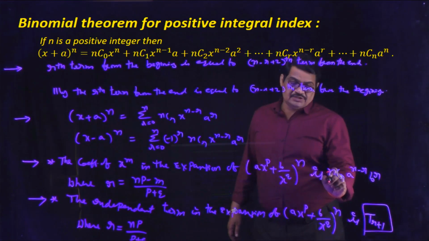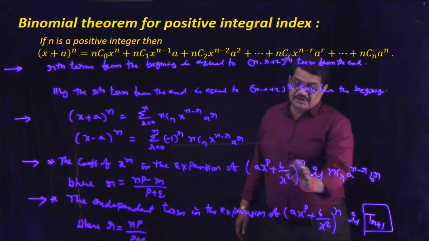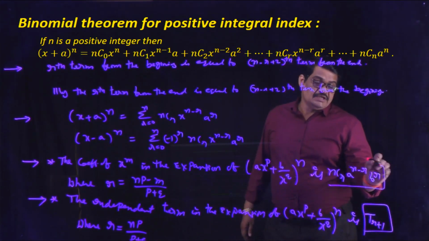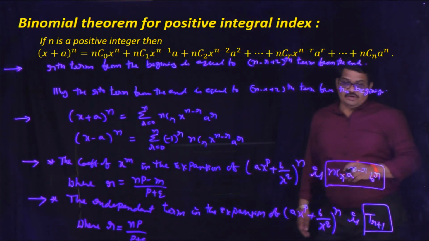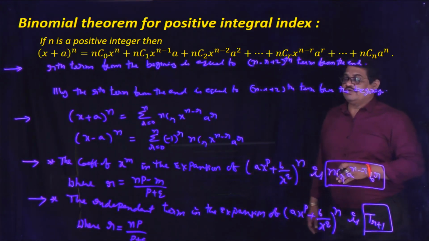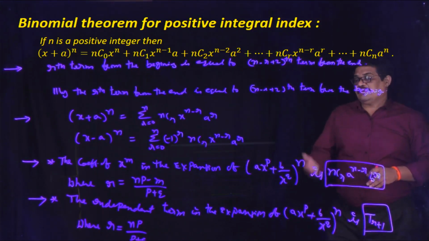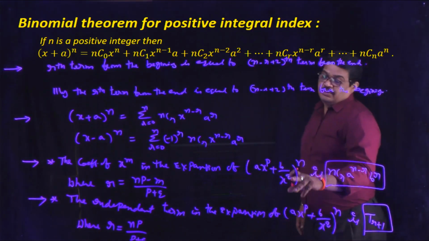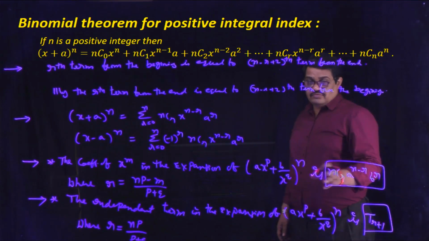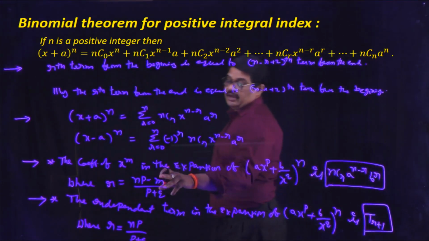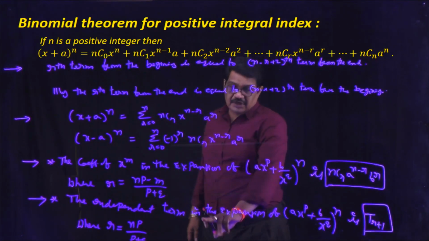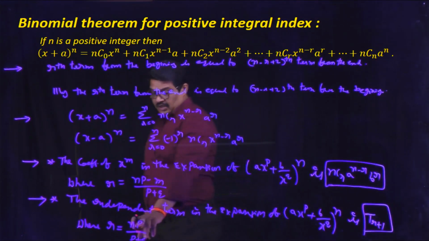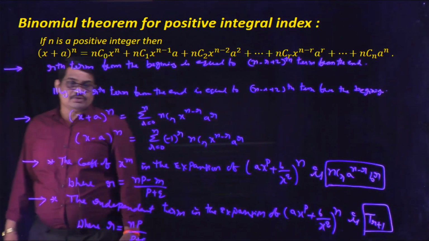So here the coefficient of x to the power of m in this expansion is nCr a to the power of n minus r b to the power of r. This is the coefficient of x to the power of m in the expansion of (a x to the power p plus b by x to the power q) whole power n. How to find r? r is (np minus m) by (p plus q). Here, in the independent term, how to find r? r is equal to np by (p plus q).